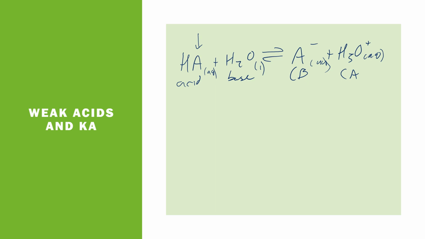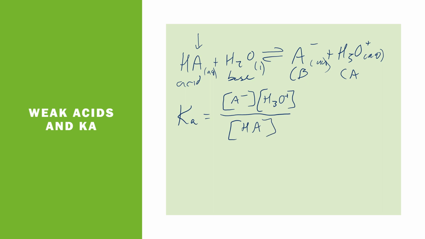Now, again, because it only partially ionizes, we can write an equilibrium expression for that. And we call it Ka, A for acid. And it's always products over reactants. And we don't include the water because it's a liquid.